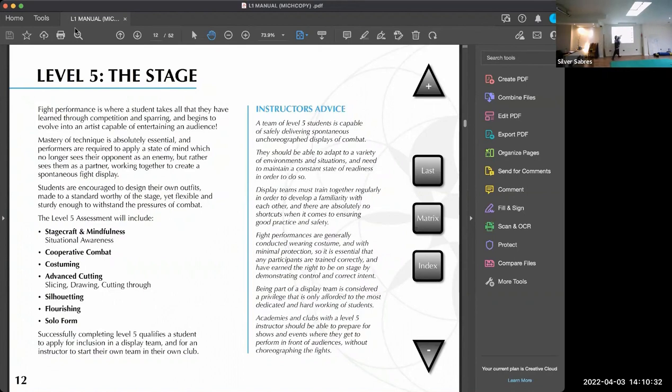No, I'm going back over here now. Right. Display teams must train together regularly in order to develop a familiarity with each other, and there are absolutely no shortcuts when it comes to ensuring good practice and safety.